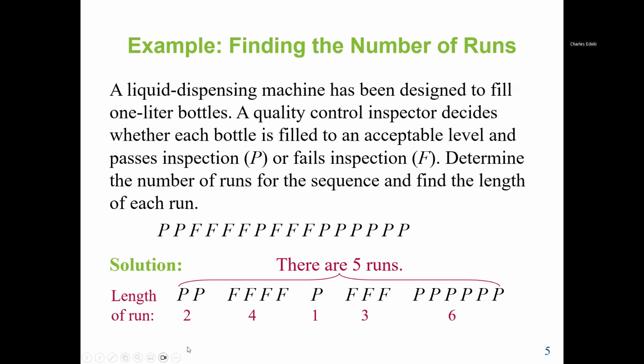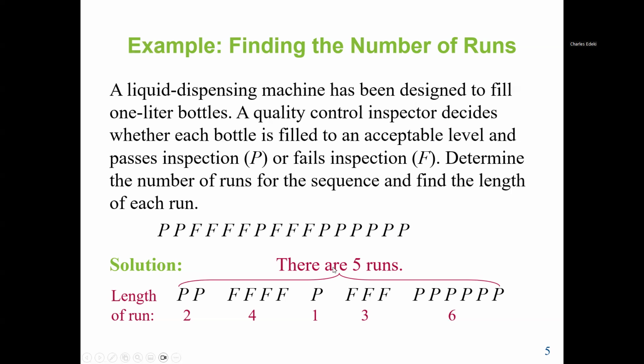And the length of each run will represent the number of P's or F's we have. For the first run, we have 2 P's. Second run, we have 4 F's. Third run, 1 P. Fourth run, 3 F's. And the fifth run, we have 6 P's. Again, the concept here is based on the data given. So the sequence of PP, FFFF, P, FFF, and 6 P's is what is given to us.